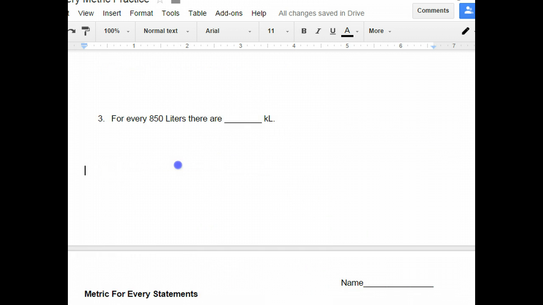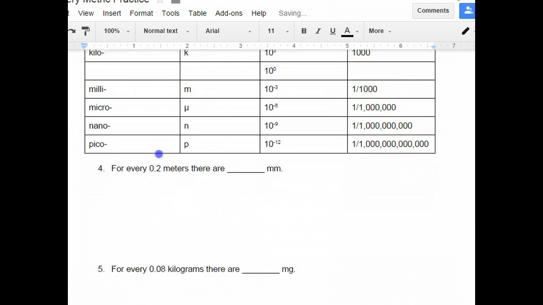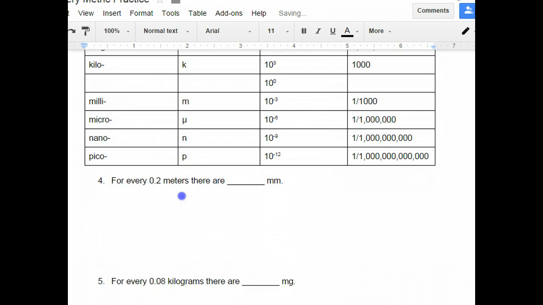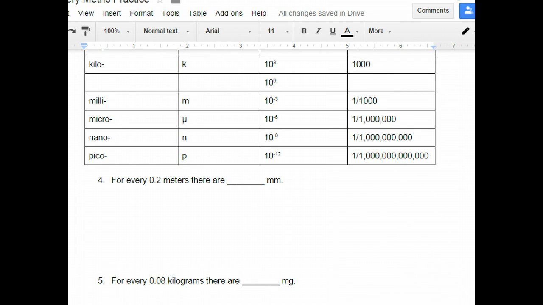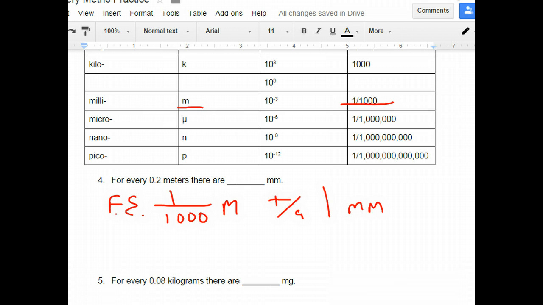Okay, and then number 4 has us comparing meters to millimeters. And if I take a look, here's millimeters right here. So for every 1/1000th of a meter, there's 1 millimeter. That's what that tells us. Or I could rewrite this as 1 times 10 to the negative third. Negative third. Because again, that's to the left 3.